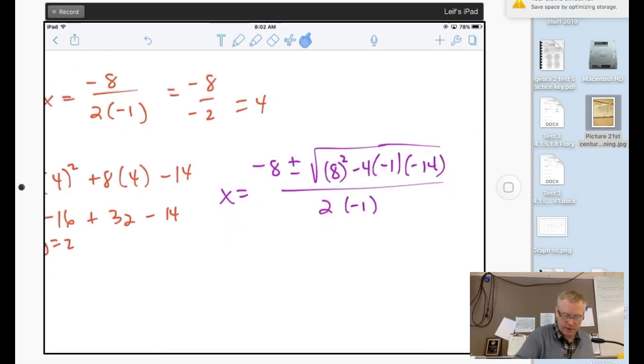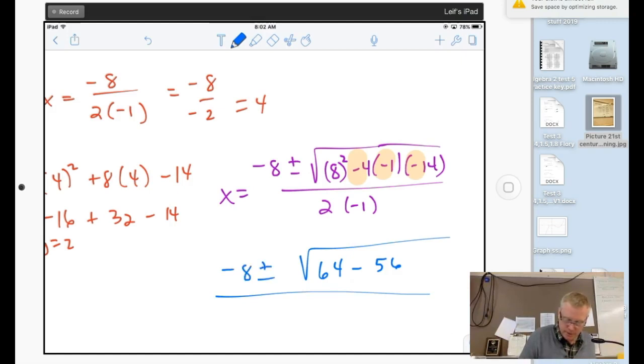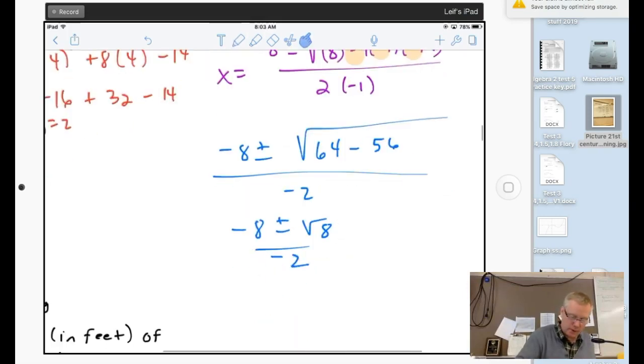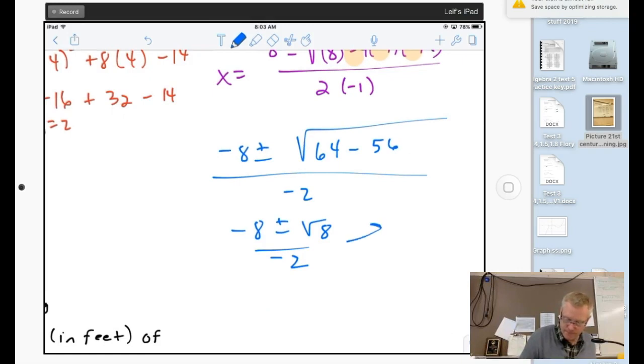Okay, so if I start simplifying this, notice how many negatives I got here. It's always worth a moment to check that out. I got 3 negatives, which means that's going to be a subtraction sign. So that's 64 minus 4 times 14 is 56. So that's -8 plus or minus that all over -2, which gives me -8 plus or minus the square root of 8 over -2. And if I break that up, I get my two answers of 2.6 and 5.4.